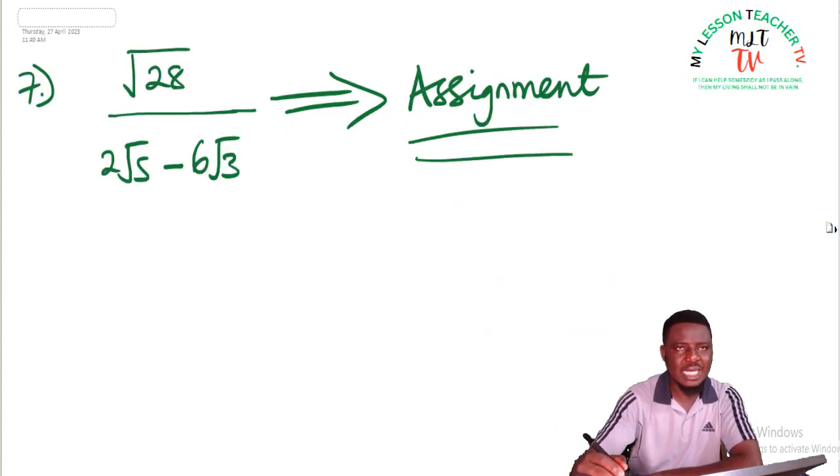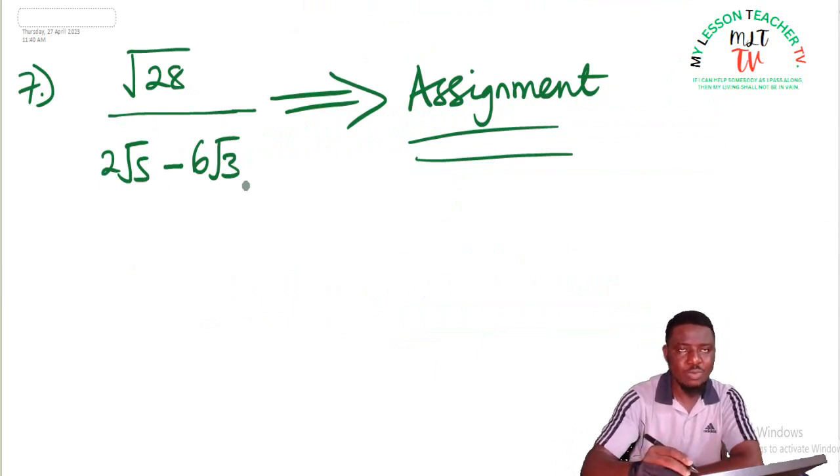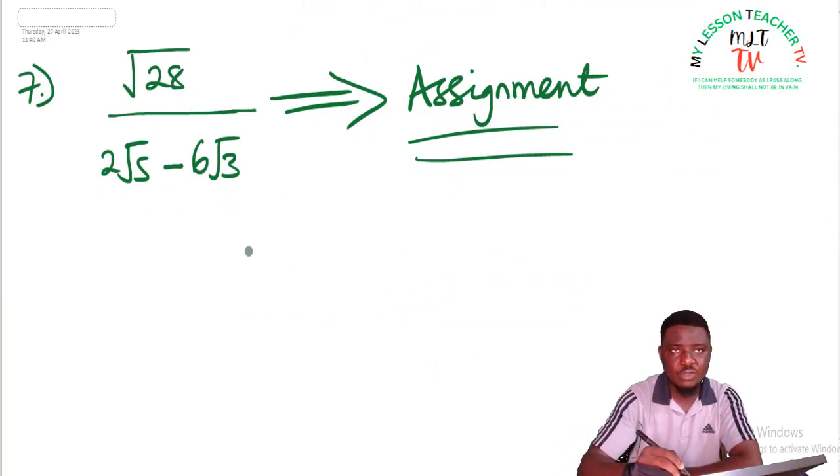But before we go, let me leave you with this as an assignment. I would like you to evaluate this by rationalizing the denominator. So all you need to do is to find the conjugates of this and multiply both the numerator and denominator by the conjugates. And when you simplify, it gives you your answer. When we meet in the next class, I shall be giving you the solution to this exercise.